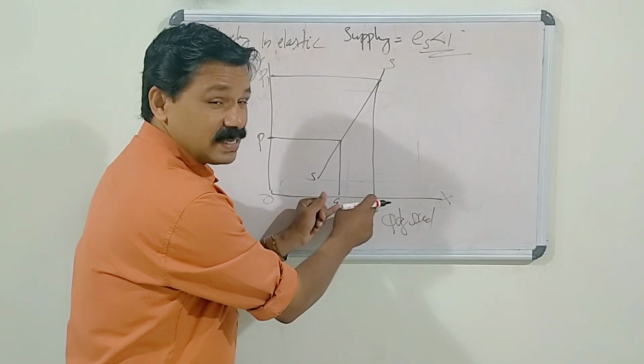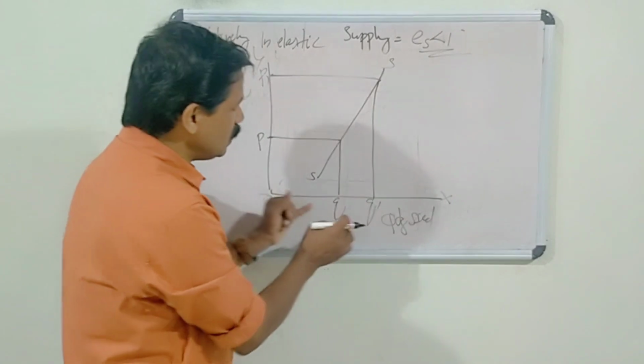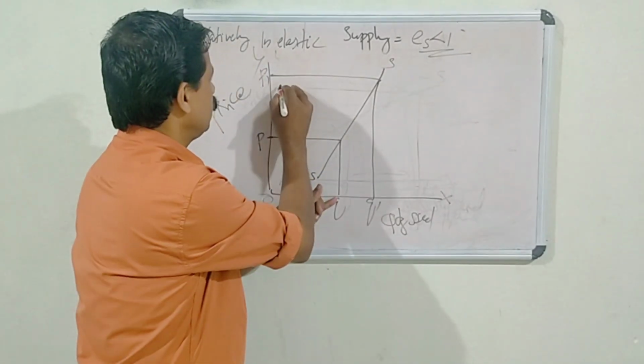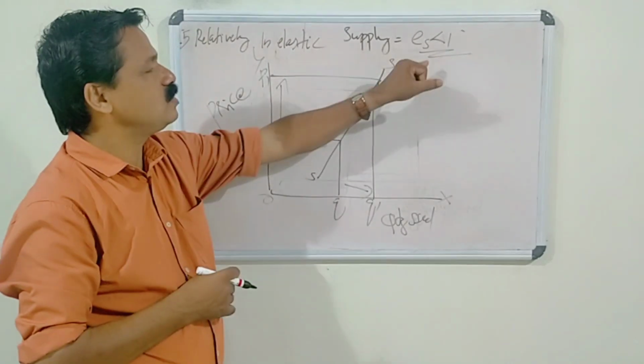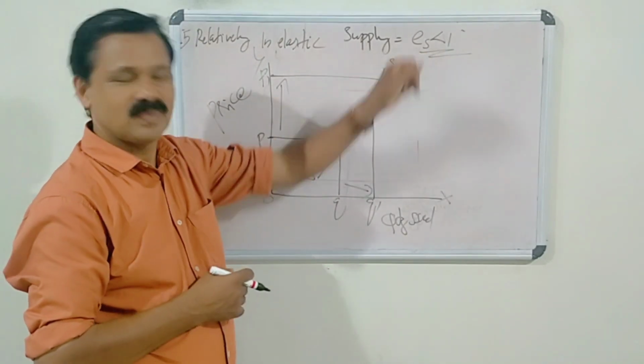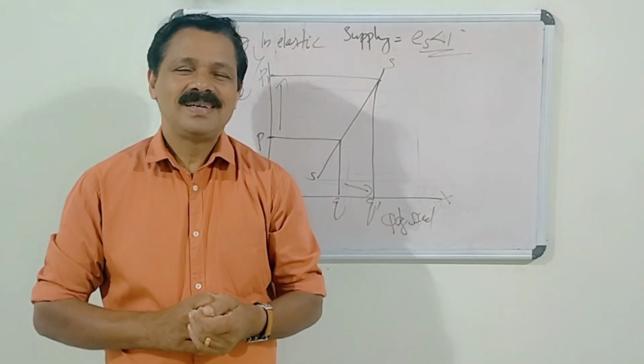The distance between P and P1 will be comparatively much higher than the distance between Q and Q1. In this particular case, the value of elasticity is less than 1. These are the 5 degrees of elasticities of supply.